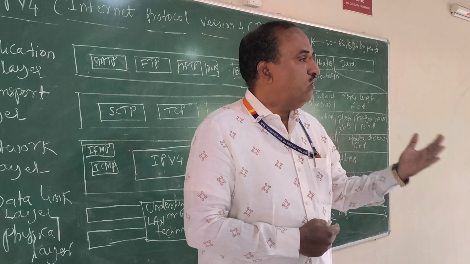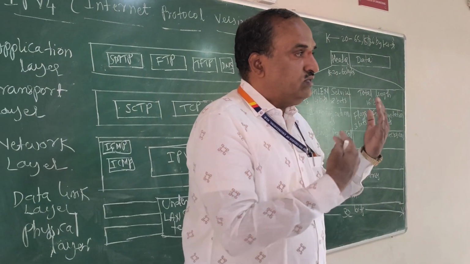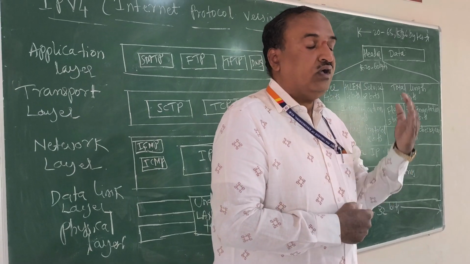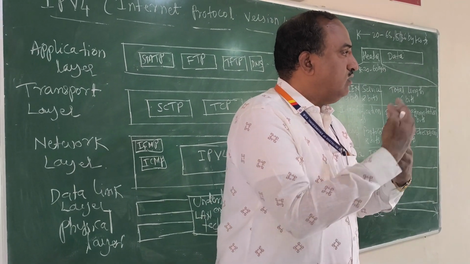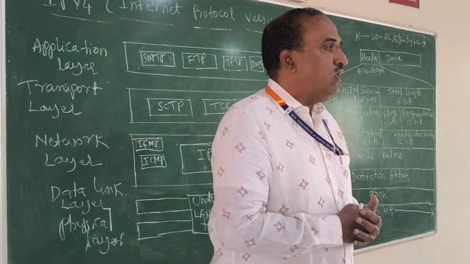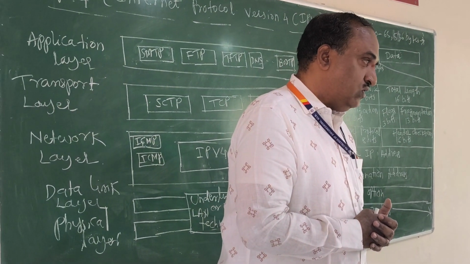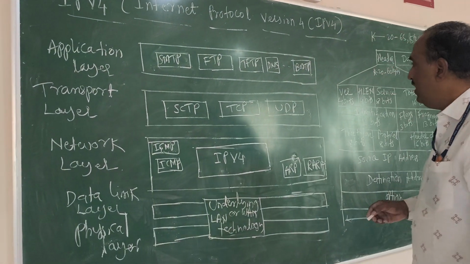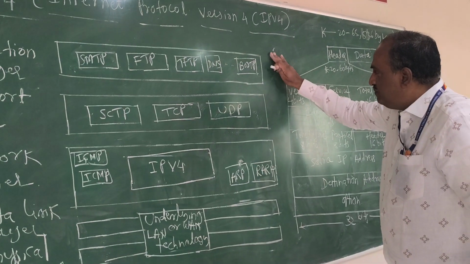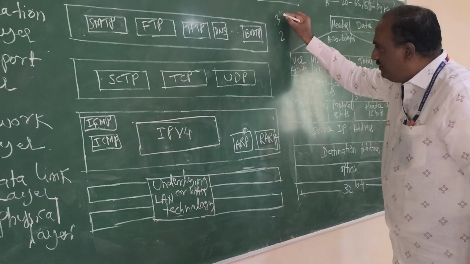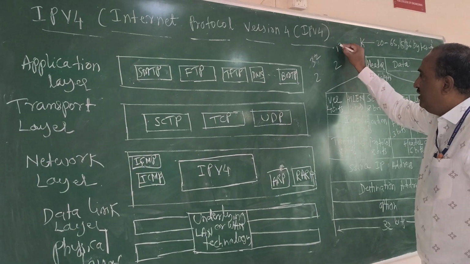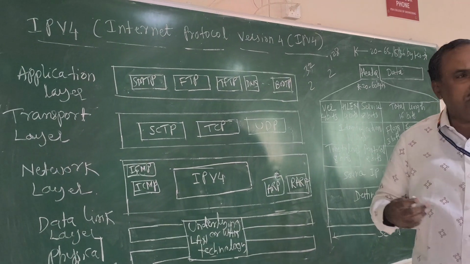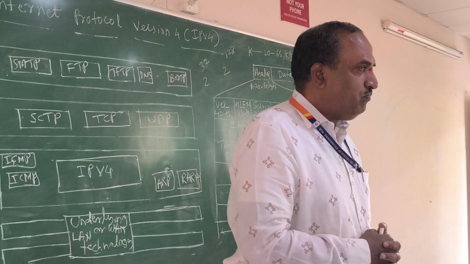So afterwards, day by day, with the revolution in the field of computer communication, the version changed from IPv4 to IPv6, where addresses will be more. In IPv4 we have only about 400 crore addresses because the IP address is represented by only 32 bits. But in IPv6 it is represented by 2 to the power 128 addresses. Abundant addresses. Address is very, very important.